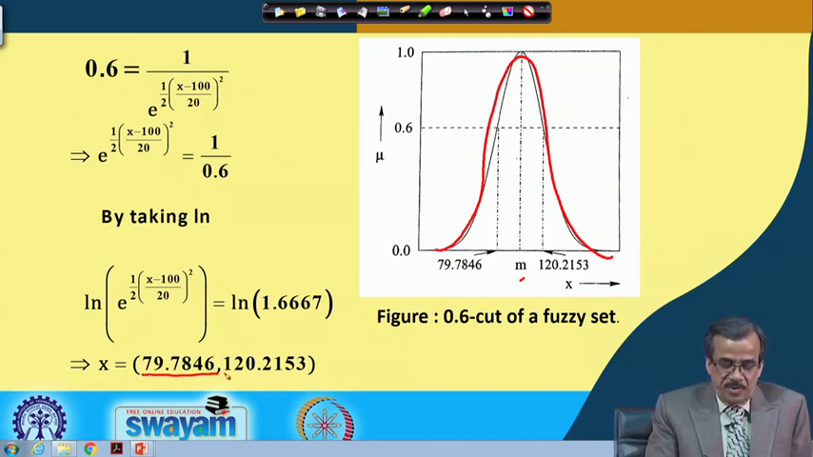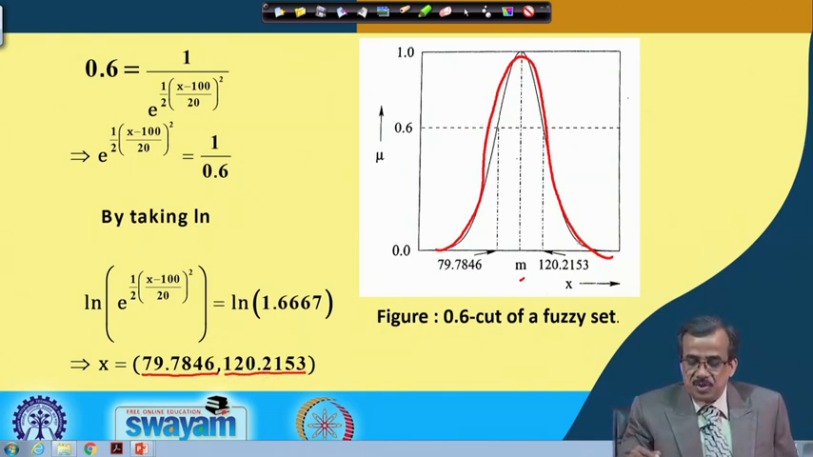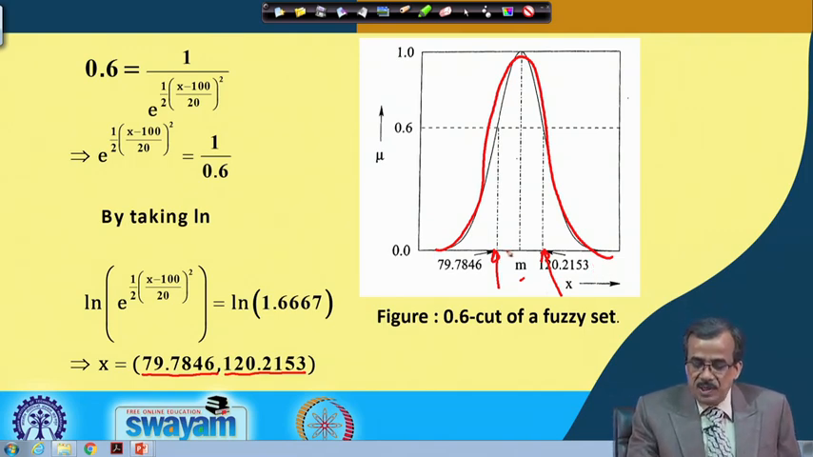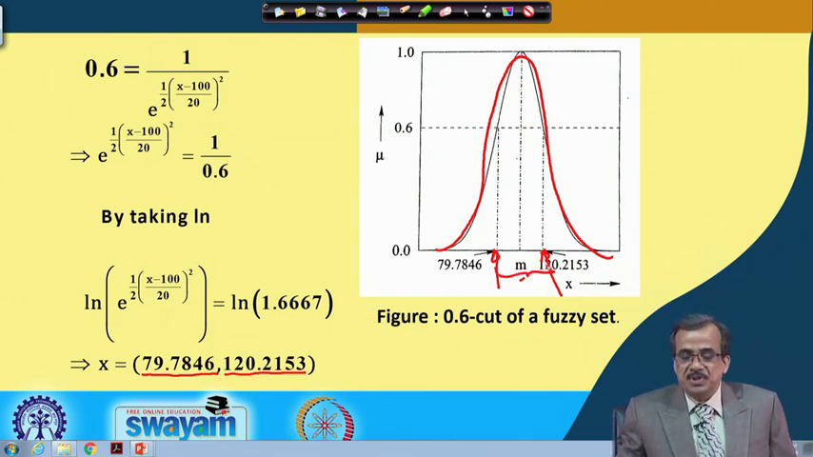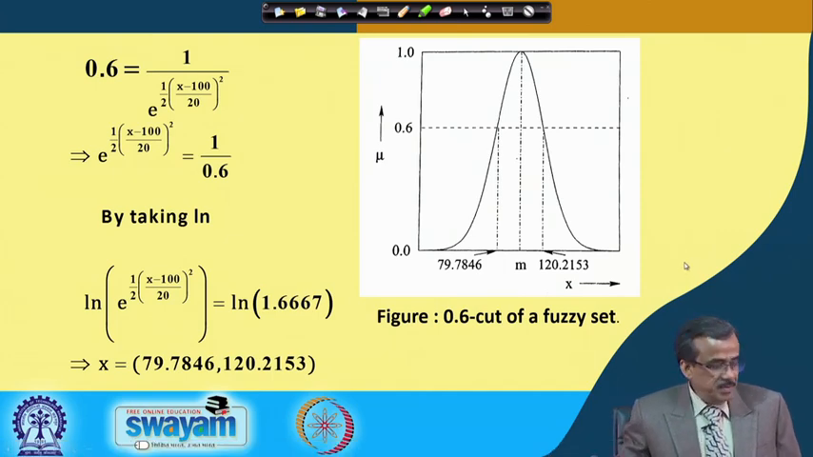I will be getting 79.7846 and 120.2153. Now, if I plot this and indicate the values, this is 79.7846 and this is 120.2153, and here you will be getting one range for this particular x. So, this is nothing but the 0.6 cut of this Gaussian distribution. This is the way we will be able to find out the alpha cut of a particular fuzzy set.